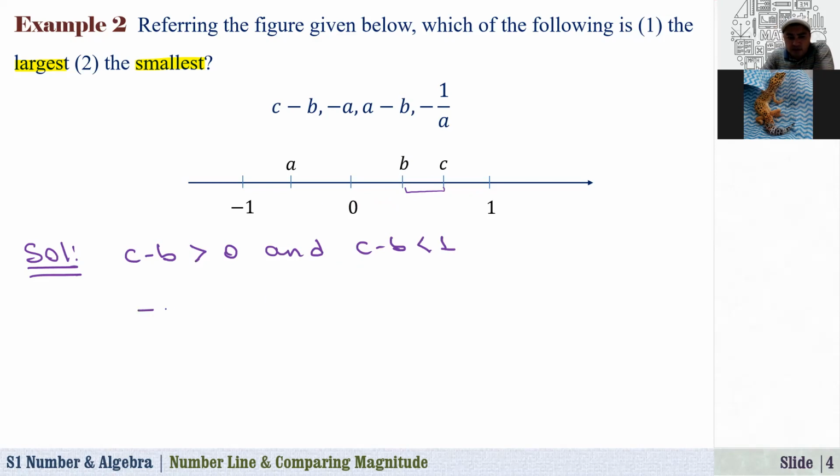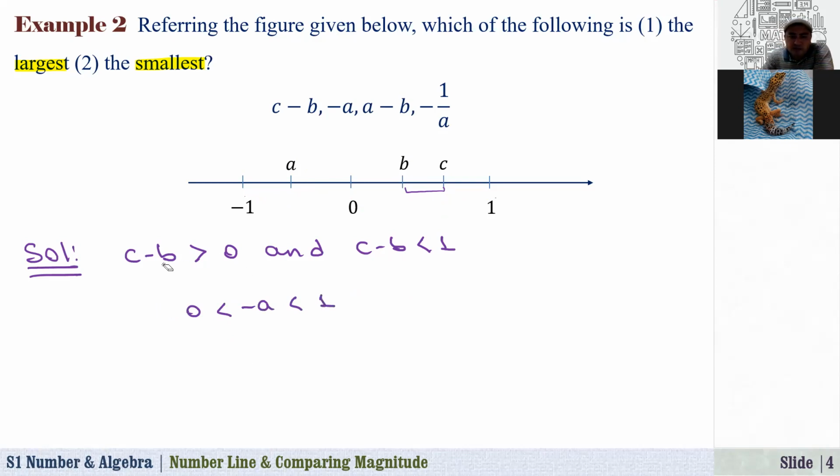And the second one is minus A. See here, A is here, right? Minus A is somewhere to the right. So that means A is negative, and negative multiplied by negative means this negative A is positive. And of course, A is between negative 1 and 0, and also negative A is between 0 and 1, because they must be symmetric. So I can write a single expression for this: it is greater than 0 and less than 1.